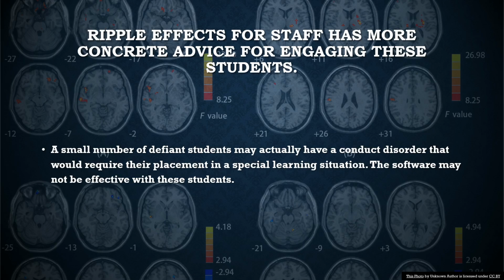Ripple Effects for Staff has more concrete advice for engaging these students. A small number of defiant students may actually have a conduct disorder that would require their placement in a special learning situation. This software may not be effective for these students. They may need more than Ripple Effects can offer, but it can surely be a response to intervention using Ripple Effects. You could use that and set up your baseline or gather some data.